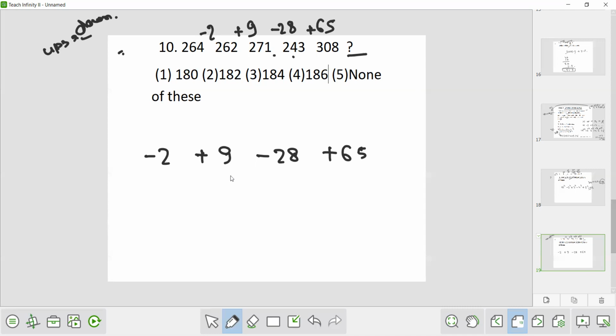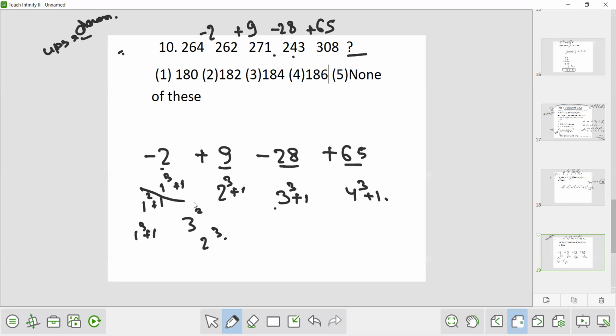From this 65 we can say that it is near to 4 cube plus 1. From this 28 we can say that it is near to 3 cube plus 1. From this 9 we can say that it's either 3 square or 2 cube. Okay, from this 2 we can say that it's either 1 square plus 1 or 1 cube plus 1. But as we look at this 28, we are confirmed that it's 3 cube plus 1. So it will definitely be 2 cube plus 1, and so it will be 1 cube plus 1. Now the rule is confirmed: 1 cube plus 1, 2 cube plus 1, 3 cube plus 1, 4 cube plus 1. So it will be 5 cube plus 1.